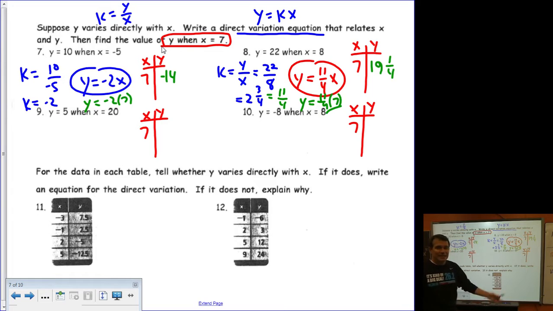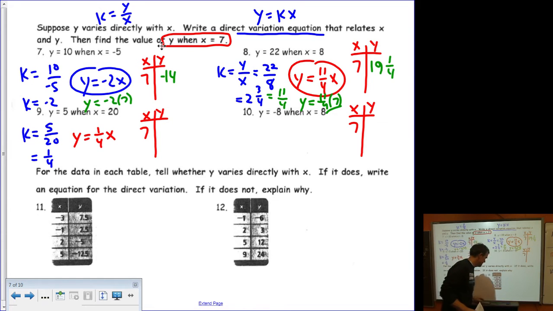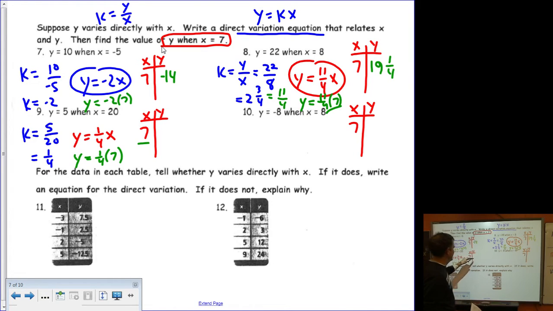Number 9. If I want to write the equation, the first thing I need to do is figure out the k value. And the k value is equal to y over x. So this would equal 5/20, which equals 1/4. So my equation would be y equals 1/4 x. And then I can figure out the y value when x is 7 by doing y equals 1/4 times 7. That'd be y equals 7/4 or 1 3/4.